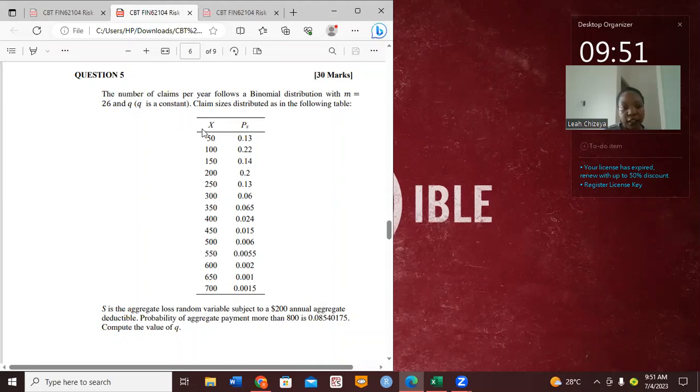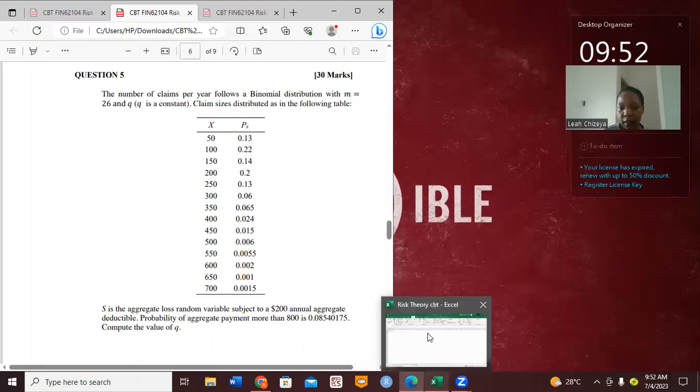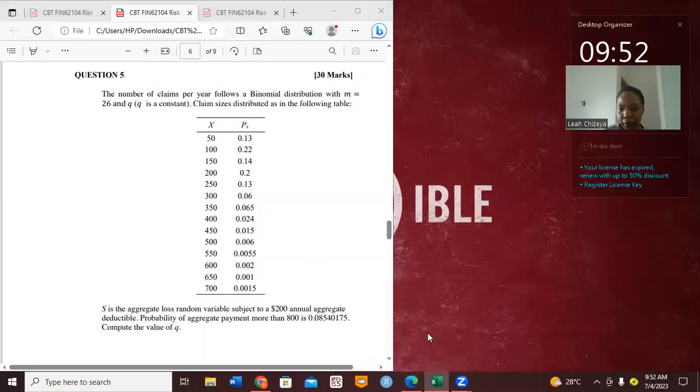So we're given this table where Q is the claim size and PX is the probability of this claim size. S is the aggregate loss random variable subject to a 200 annual aggregate deductible. The probability of aggregate payment more than 800 is 0.0540175. So the question is asking us to compute the value of Q. Okay, I will open the Excel file now.